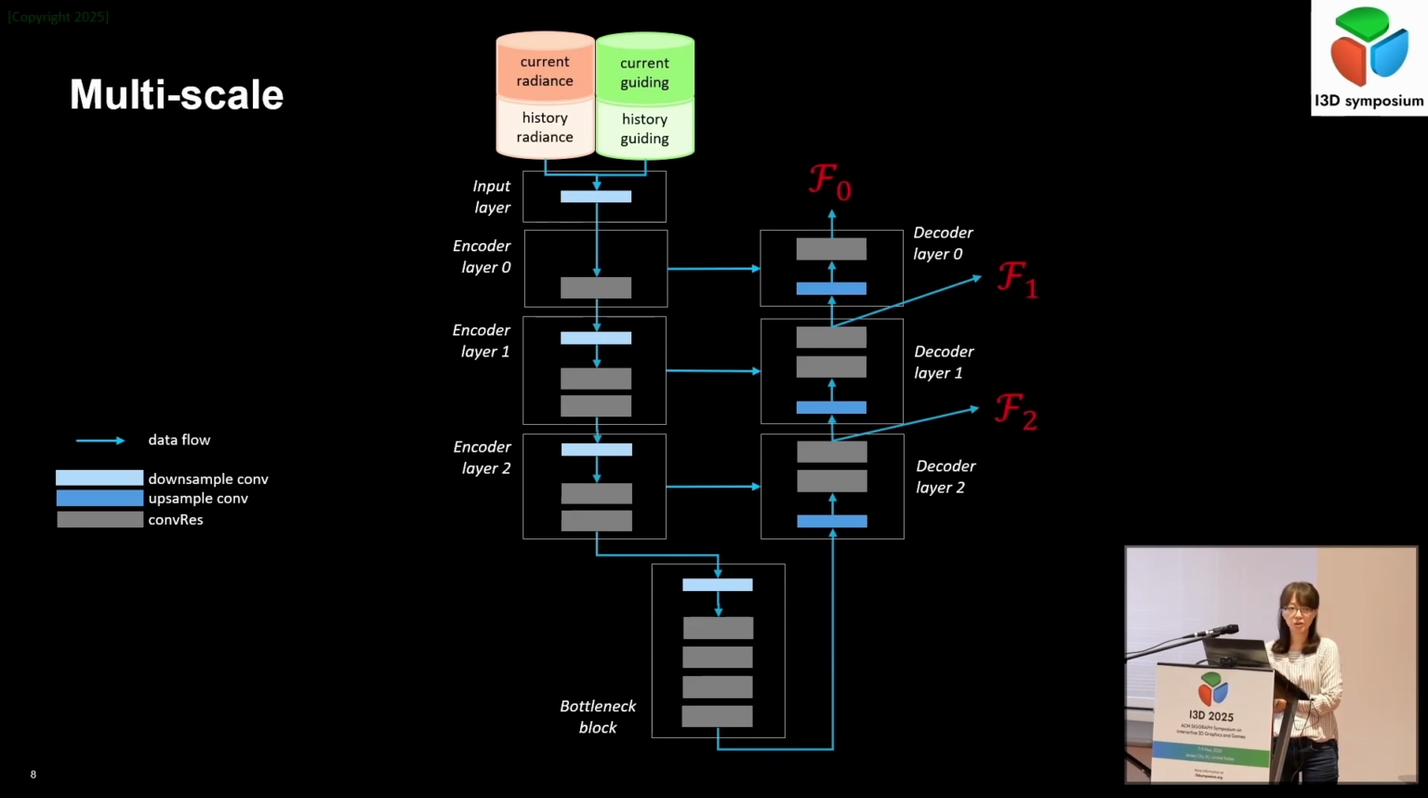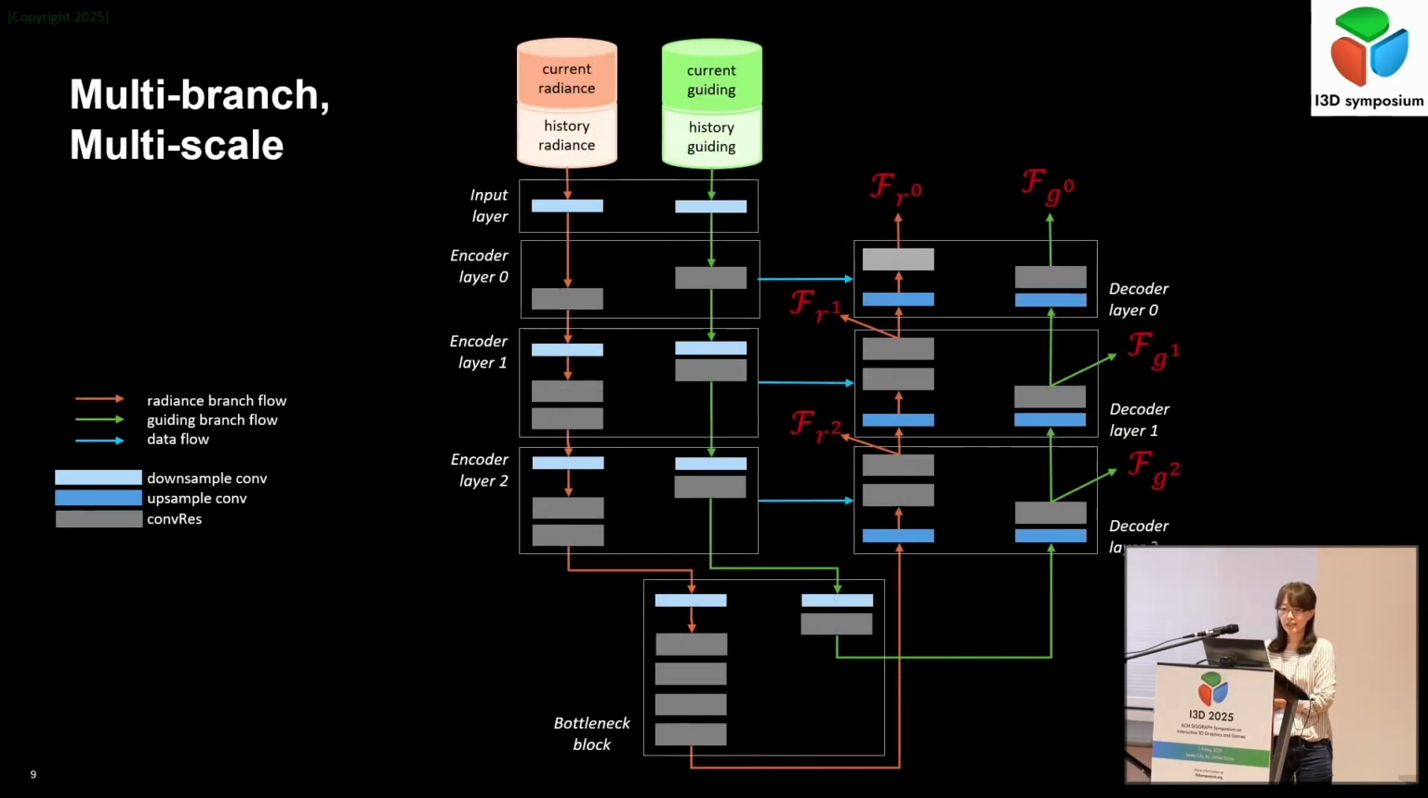But instead of using just a single feature map from the last decoder layer, we can consider the multi-scale features from each decoder layer. And these multi-scale features can be used for multi-scale filtering later. This approach is already proved in many previous works, so we adopted this idea for our feature extraction network as well.